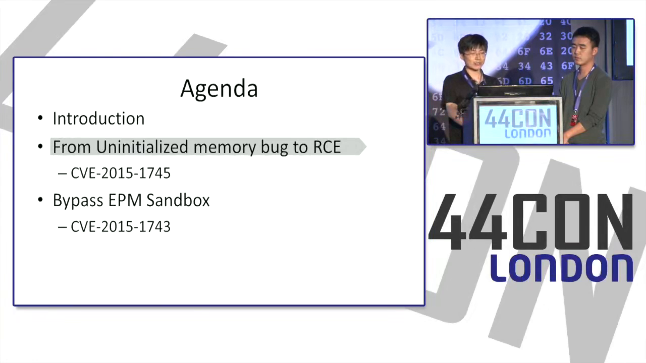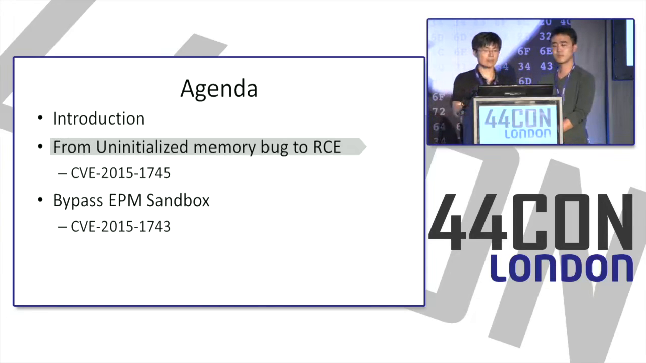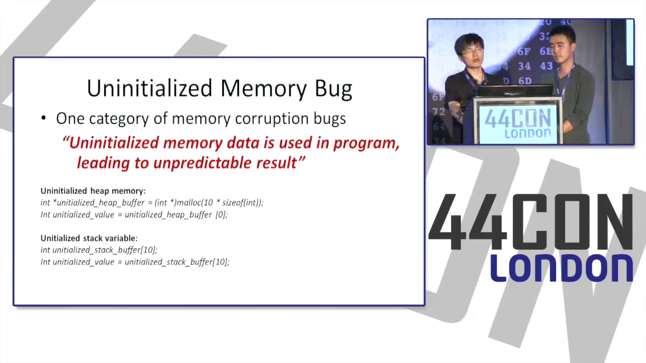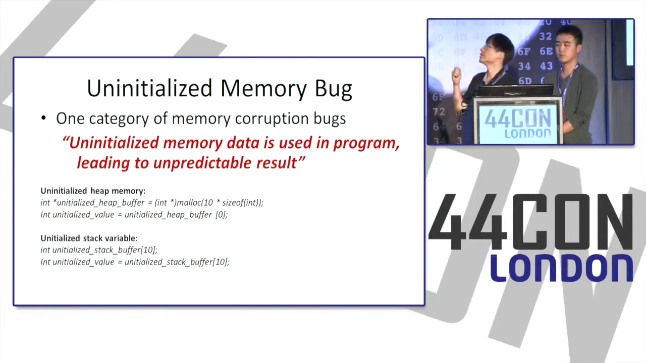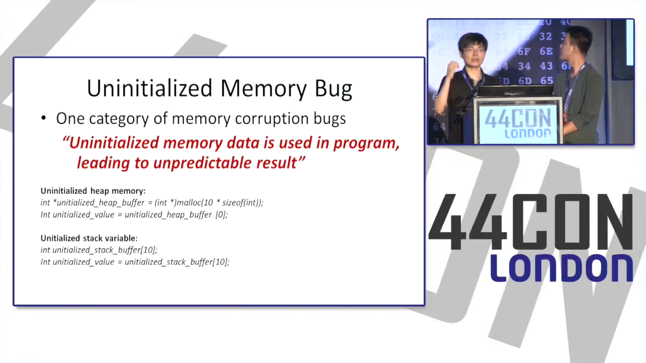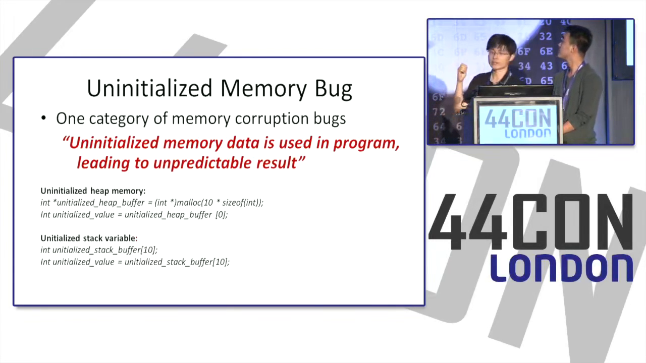Okay, let's start today's topic. Let's introduce our first bug. This is an uninitialized memory bug. So what is an uninitialized memory bug? It is one category of memory corruption bugs. Uninitialized memory data is used in programs, leading to unpredictable results.